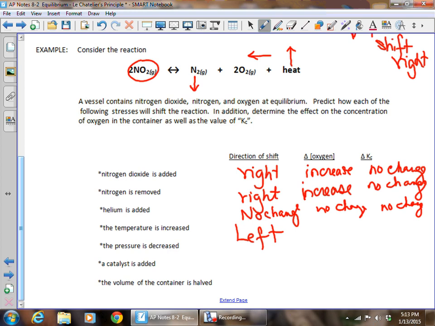And when we shift left, that's going to cause, remember, we're reacting some of that oxygen. So by shifting left, we are going to decrease the amount of oxygen in the system.